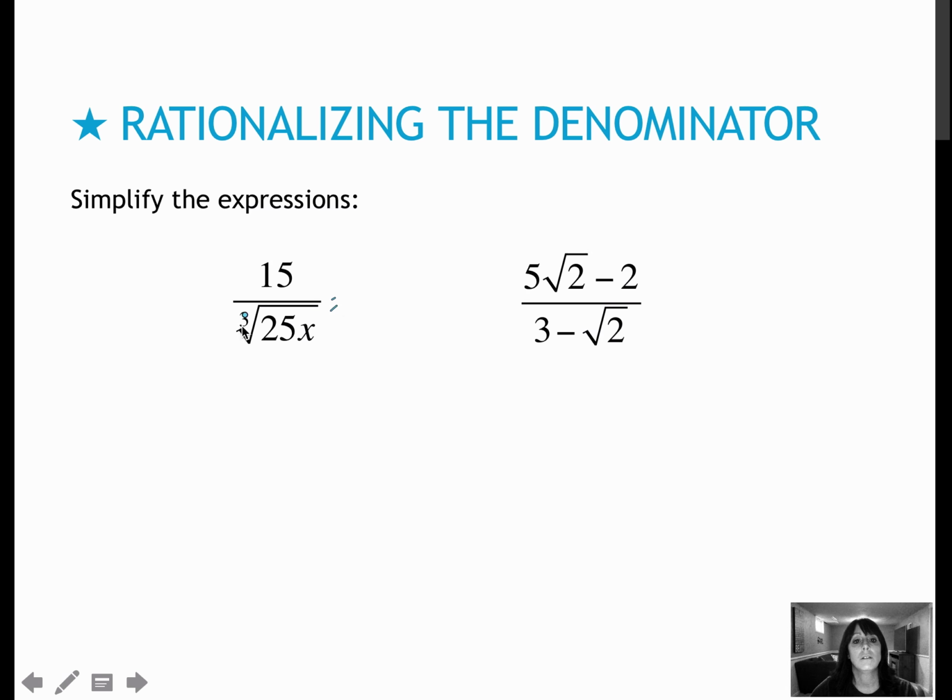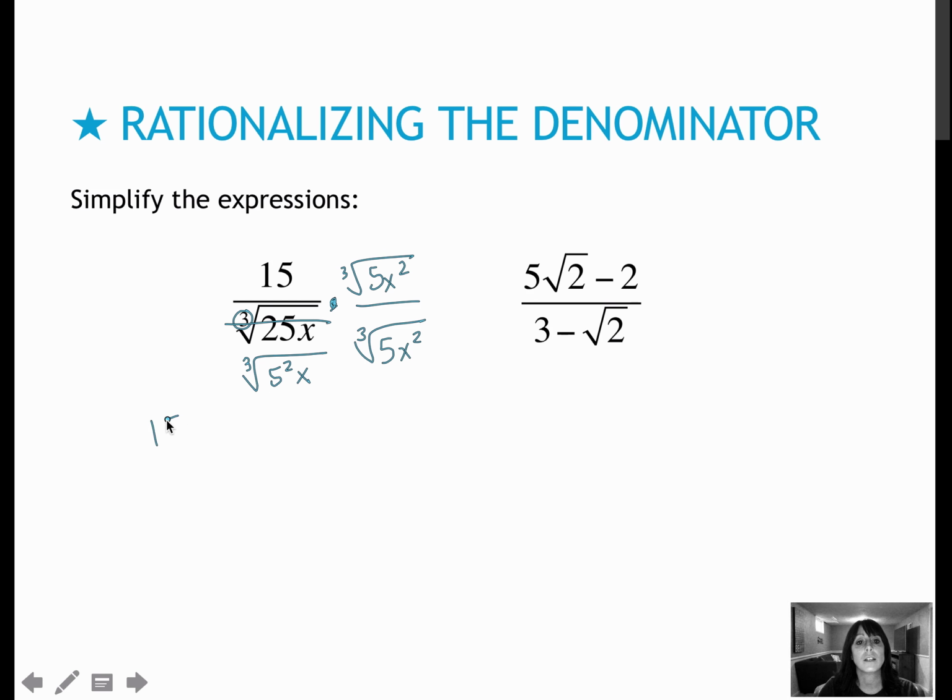For the first, I'm looking at an index of 3. I know that I need 3 of something in order to be able to reduce it. Now, some people would say, okay, well, I've got 25 and I need 3 of those, but that's going to get a little bit crazy. So instead, think about your denominator as the cubed root of 5 squared x, and that will make things a little bit easier. So if I'm going to multiply by something, I need 3 5s, and I have 2 already. So I'm going to multiply by 1 more 5, and I have 1 x, but I need 3, so I need 2 more x's. So the cubed root of 5x squared.